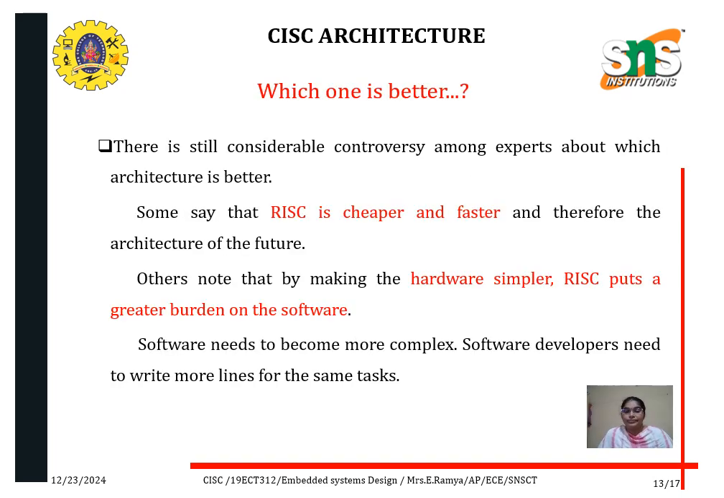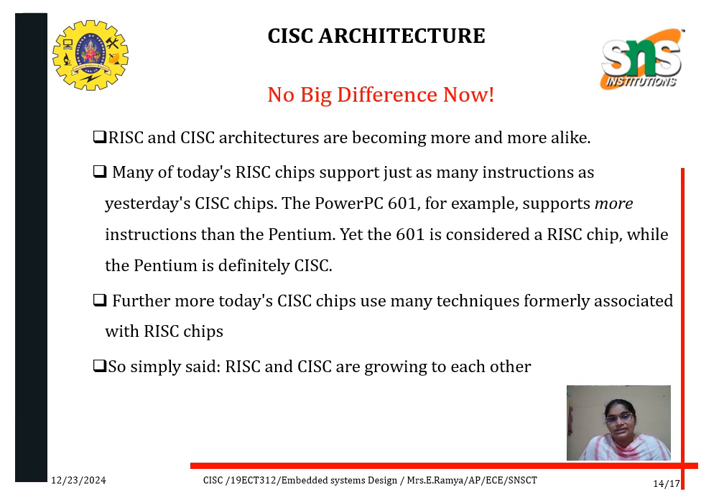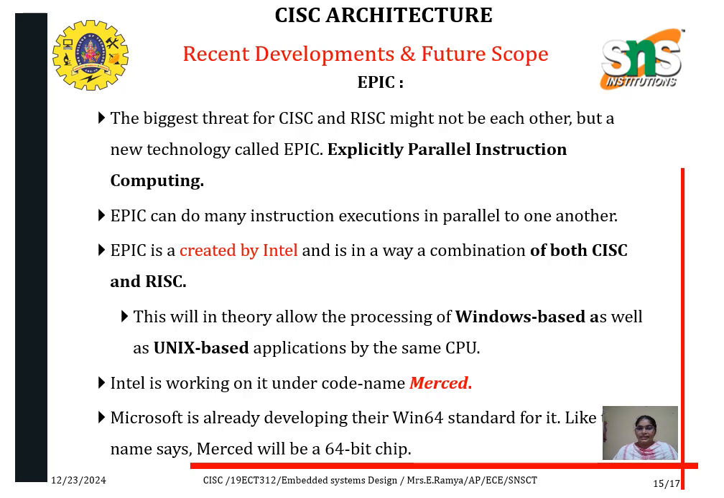Till now we discussed CISC architecture and RISC architecture. There is still considerable controversy among experts about which architecture is better. Some say RISC is cheaper and faster, and therefore the architecture of the future. Others note that by making the hardware simpler, RISC puts a greater burden on the software. For CISC architecture, there is no big difference now. RISC and CISC architectures are becoming more and more alike. So, recent development and future scope.